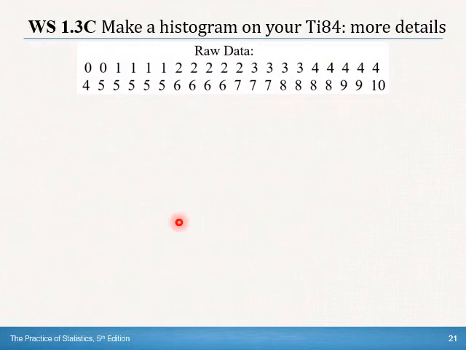All right, so let's talk about some different ways that you can enter data. Again, I'm just going to talk through this, pause the video to get your data in. So here's some raw data. Don't even know what it was. I just made this data up. But you can see it's 0, 0, 1, 1, 1, 1, 2, 2, 2, 2, and so on.